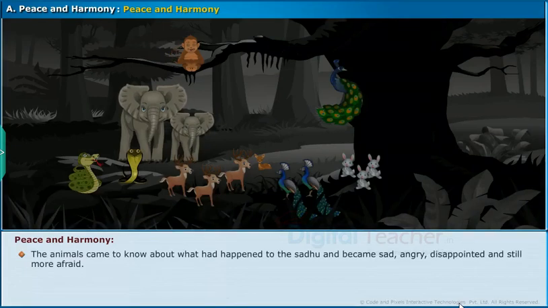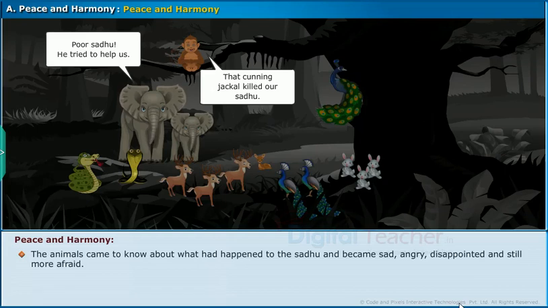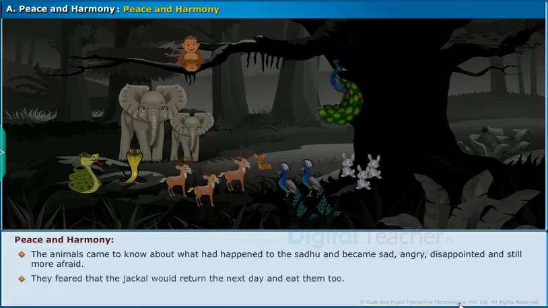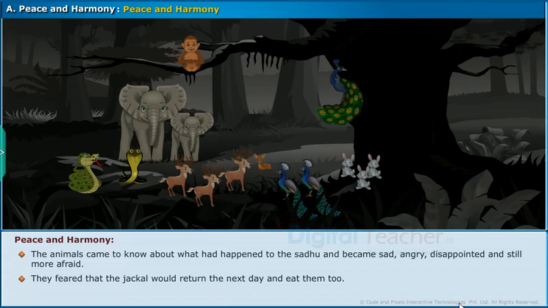The animals came to know about what had happened to the sadhu and became sad, angry, disappointed, and still more afraid. "That cunning jackal killed our sadhu. Poor sadhu. He tried to help us." They feared that the jackal would return the next day and eat them too. "The jackal will come for us tomorrow. Oh God, what do we do now?"